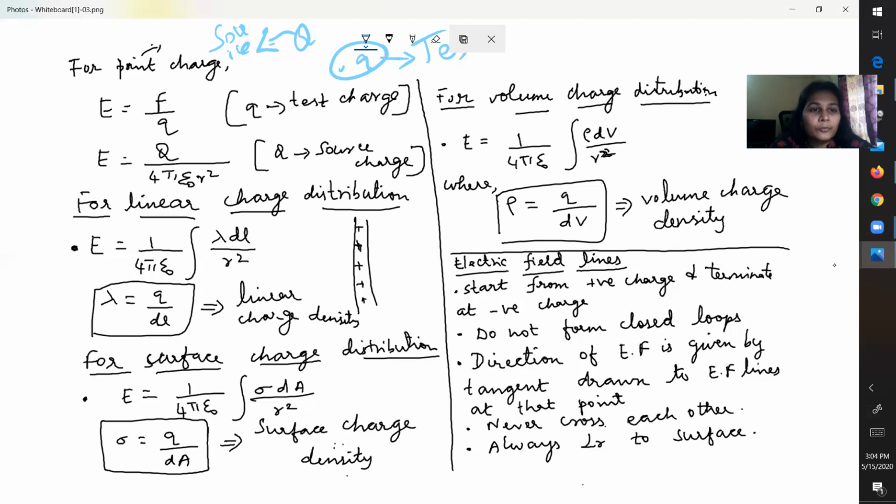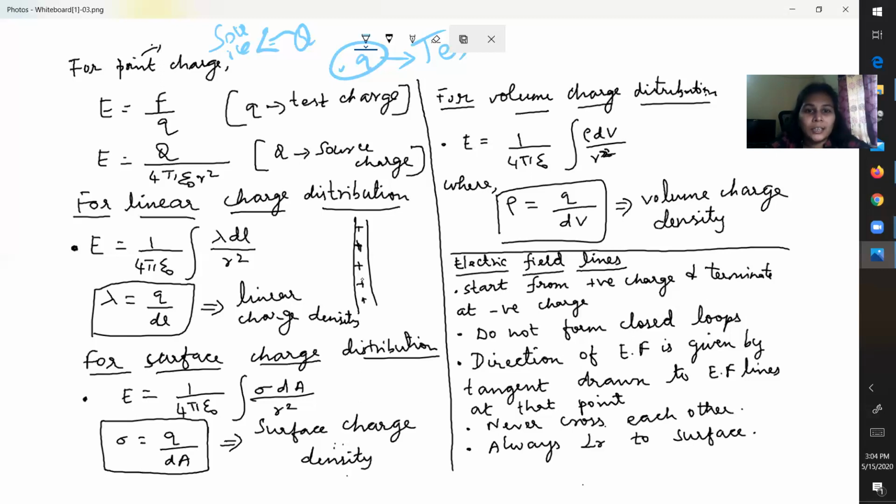See carefully, the first formula is E equals F by q. In that also we have q, but that q is the test charge. Whereas in the second formula you have a charge capital Q, and that is nothing but the source charge, right? Suppose now I don't have a point charge, but I have a charge that is distributed uniformly lengthwise.